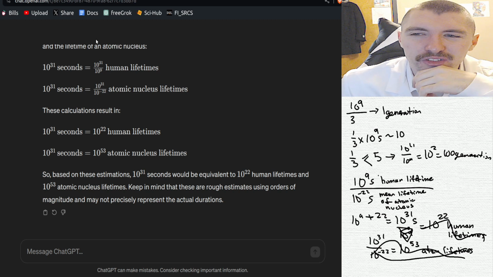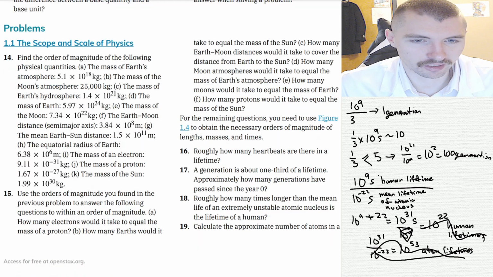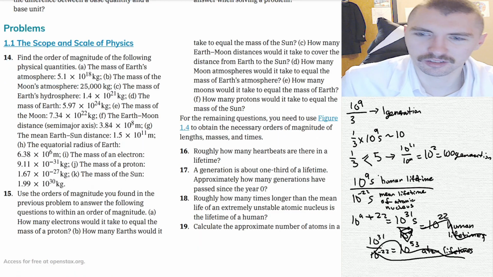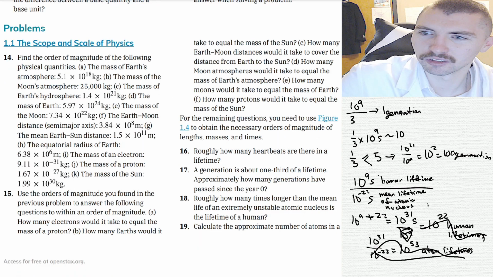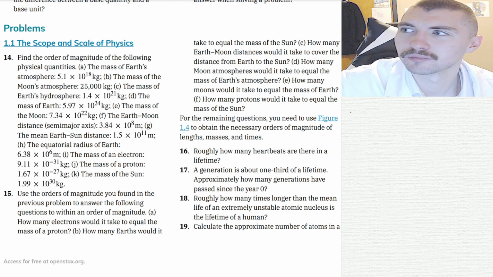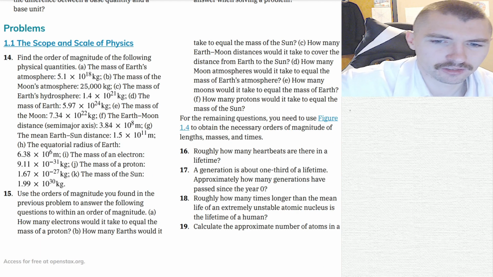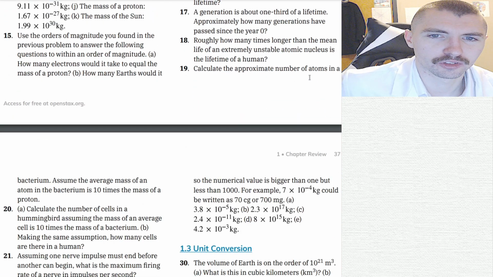I think time might be a little harder for me to intuit than length or mass. I think that might be the reason why that one's a little more difficult. So we have 3 minutes left. Let's see if we can get through the first page.